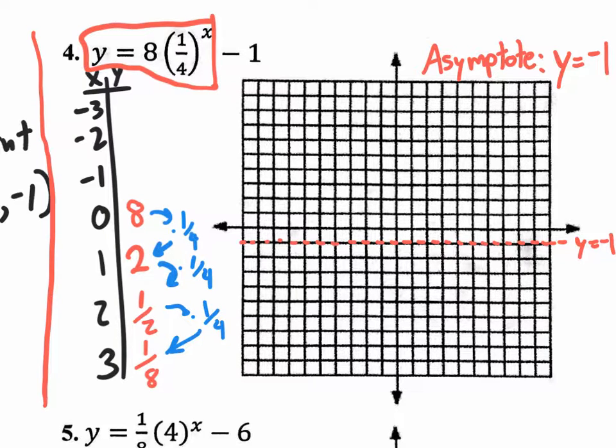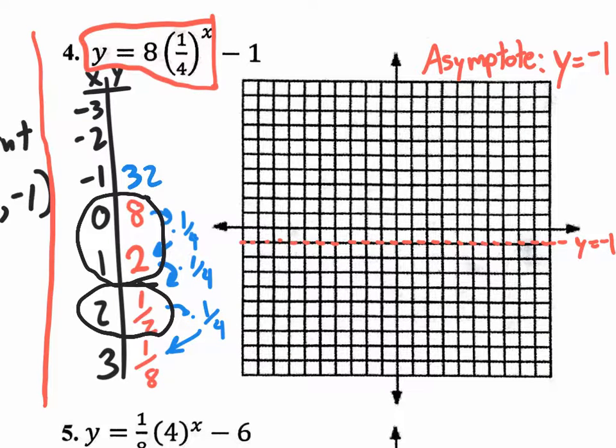Let's go backwards. In other words, 8 times 1/4 is the same thing as 8 divided by 4, you get 2. 2 divided by 4, you get 1/2. Going backwards, it would be times 4, times 4. So what's this next one up here? 8 times 4? 32. Now that's way off the graph, so I'm not even going to use it. The only ones I'm really going to use are these guys. I guess I'll use this one also.